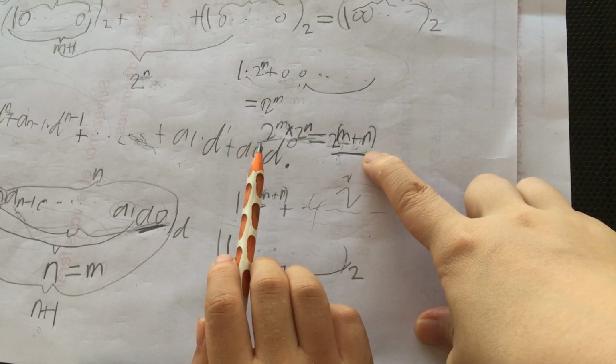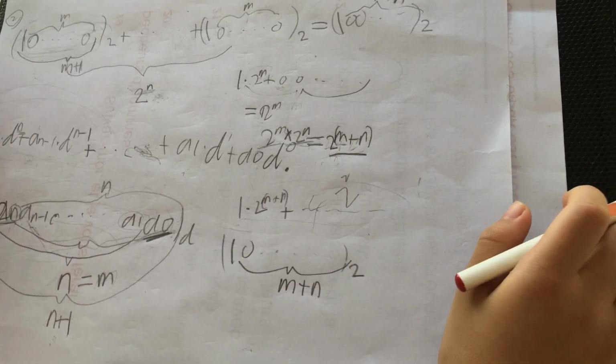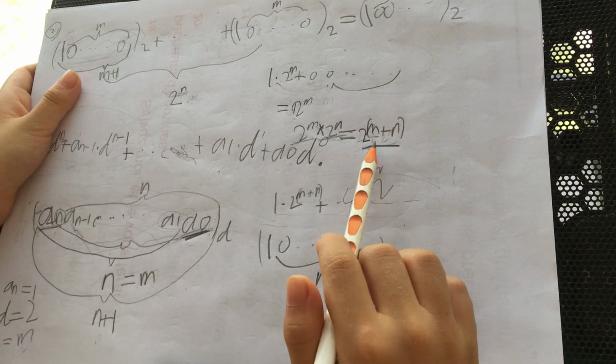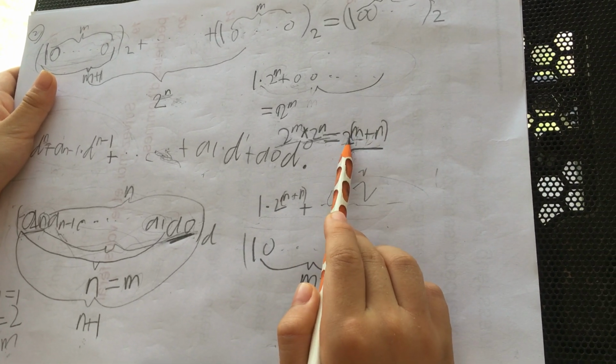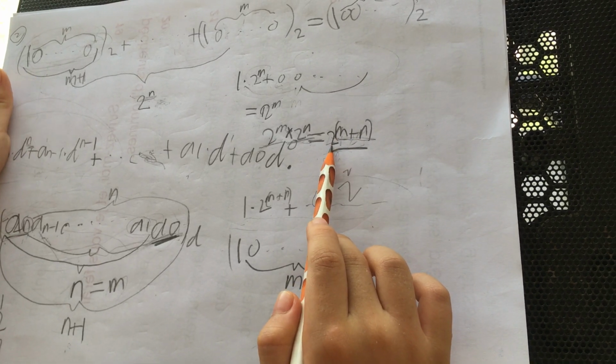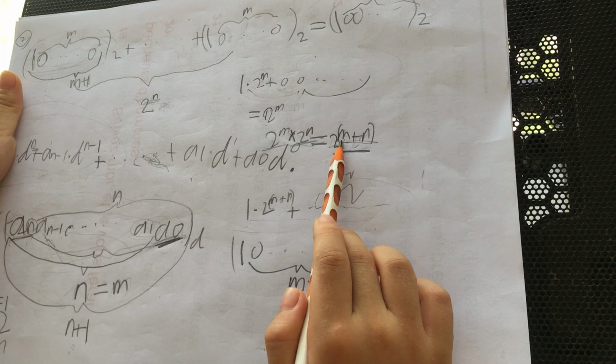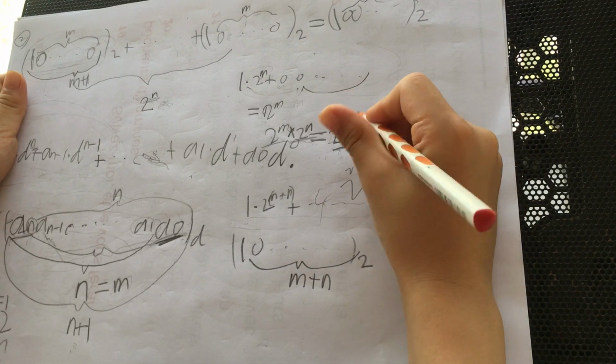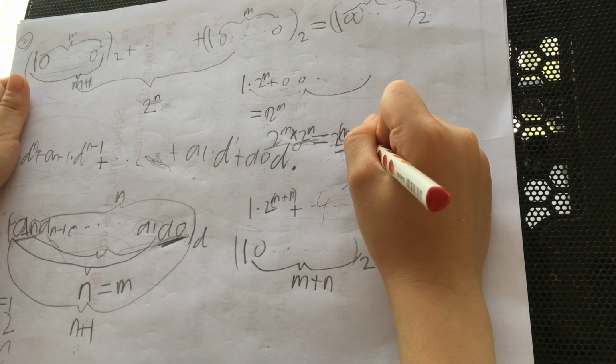Can you explain what this means? Yes, the power equals m plus n. It means 2 times 2 times 2, how many times? m plus n times. Very good. Remember, this is m, not r.